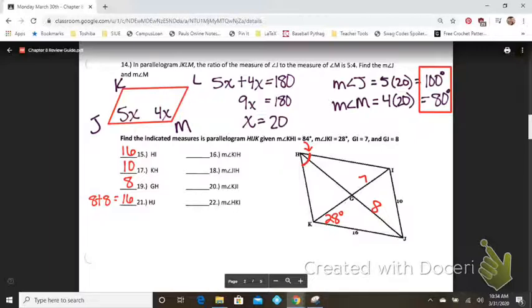Moving right along, we've got the measure of angle KIH. I think that before we fill these in, maybe it'll be easier if we just talk about it in the context of this parallelogram, and then we'll work on which answers go on these blanks.